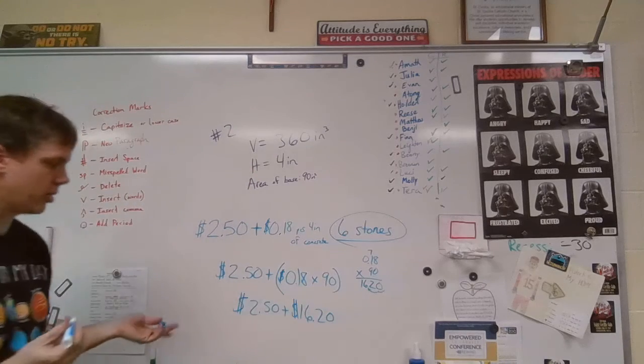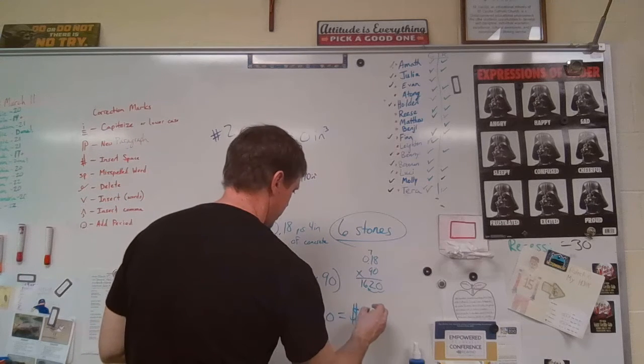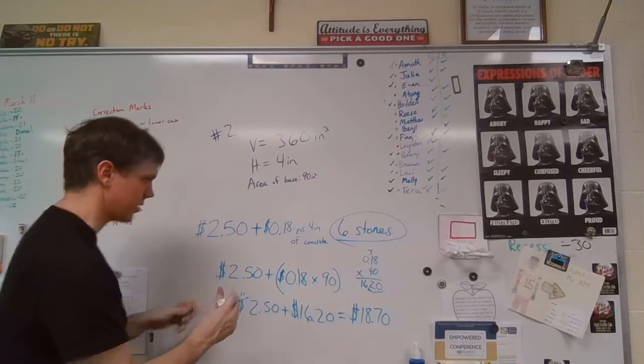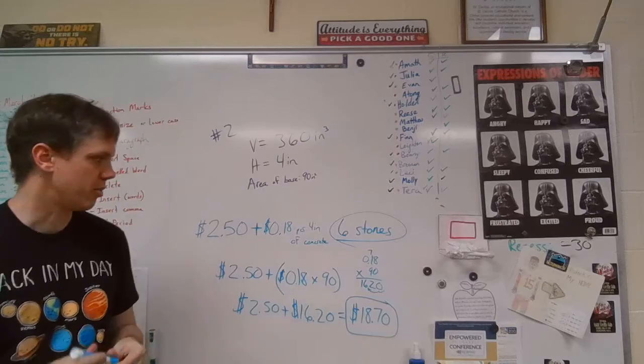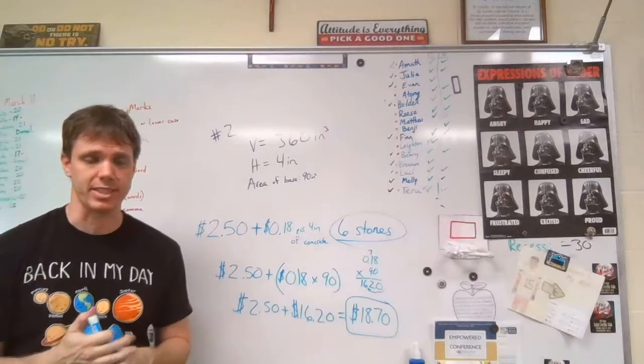All right, not so hard. And if you add those up, that becomes $18.70. Right? Yes. Okay. So there's our 2 things that we need to know. We have 6 possible stones, and each of those stones costs $18.70.